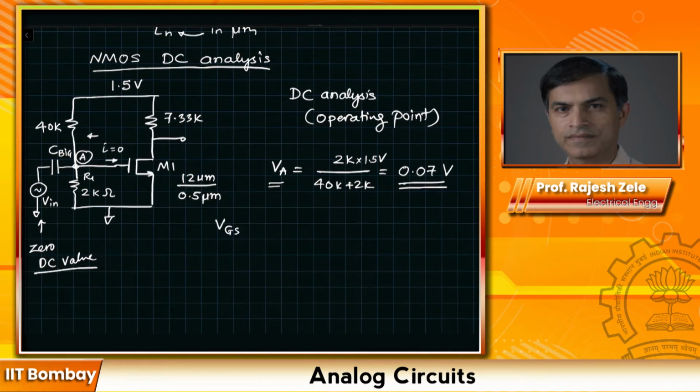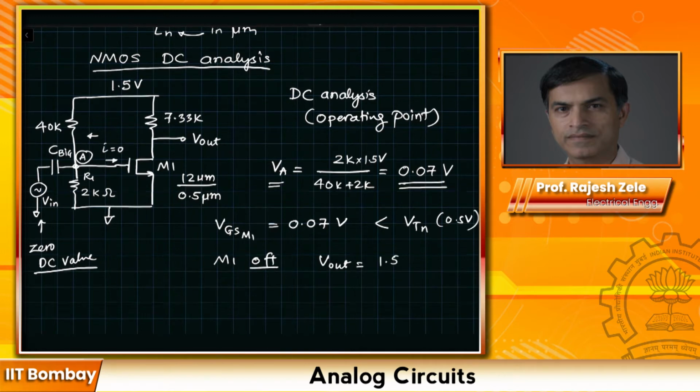VGS for M1 is equal to 0.07 volts. Now this is less than VTN, which is 0.5 volts. So we expect the transistor M1 to be turned off, or cut off. M1 will be off, and there will not be any current flowing through transistor M1 from drain to source, as a result of which the output voltage V out will be equal to 1.5 volts minus 7.33K times 0.